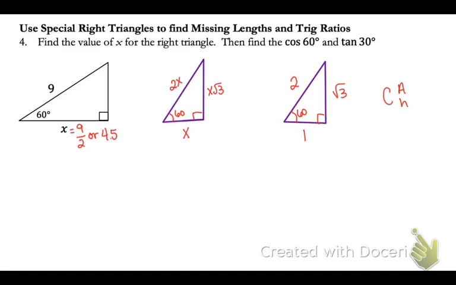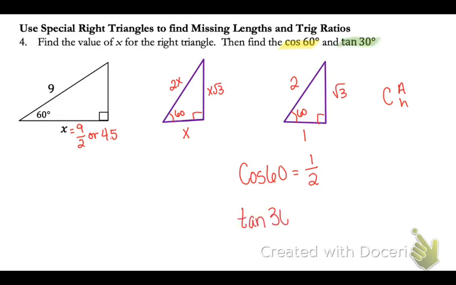Okay, so the first one, they ask us to find the cosine of 60. Cosine, again, is adjacent over hypotenuse. Okay, so we end up with 1/2. You have to be really careful.